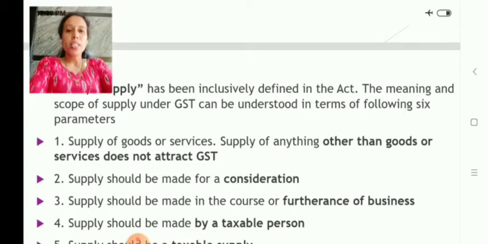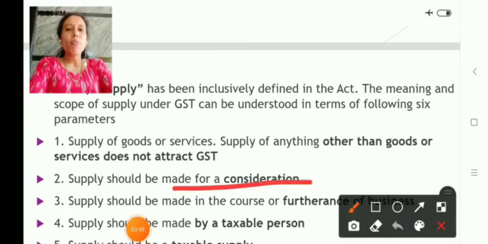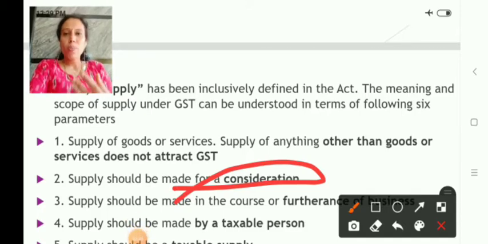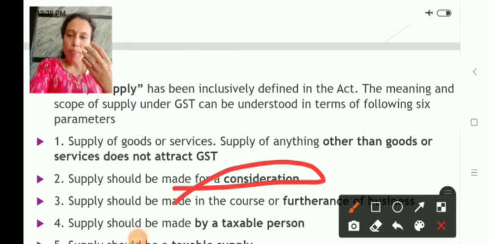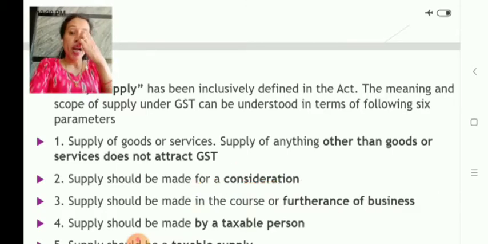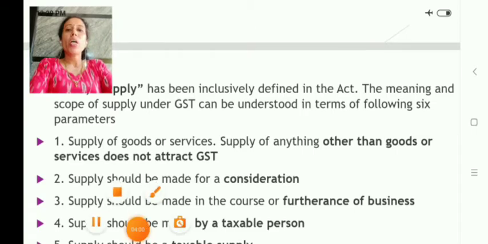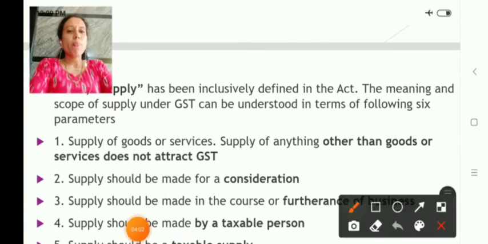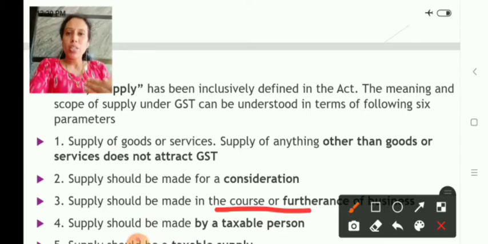The second one is that the supply should be made for consideration. Consideration means something in return. You should get some amount in return for that supply you have made. It should be for consideration. The third one is that supply should be made in the furtherance of business. It is a very important point. In the course of business, as a part of business activity, if the supply is made, then it is considered as supply under the GST regime.